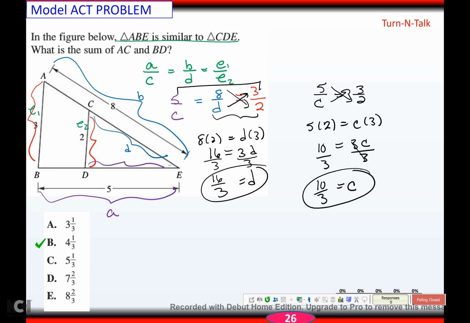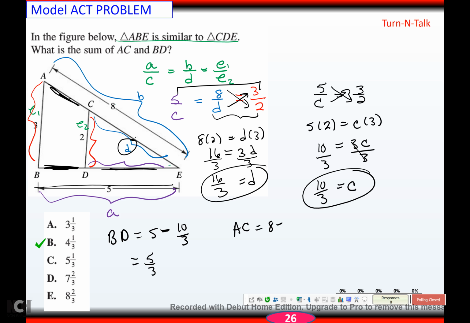So now, to figure out what BD is, just this section, I'm going to take all of this side, which is 5, and I'm going to subtract off this little part right here, which is little c. So I'm going to take 5 minus 10/3. I used a calculator, and then Math Enter, and I got 5/3. Okay, so then to figure out AC, just this part, I'm going to take the whole length, which is 8, and subtract off little d, which was 16/3. Use a calculator, type it in, Math Enter, you get 8/3.